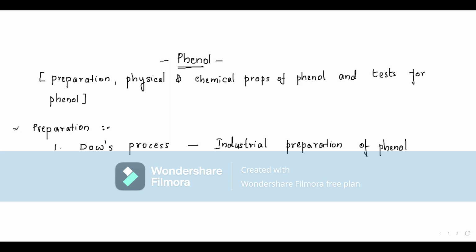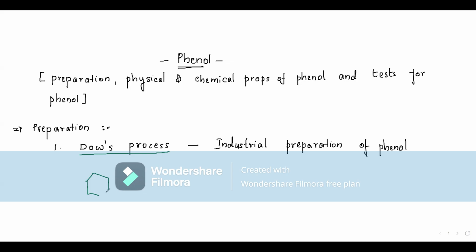So, let's begin with the preparation of phenol. Phenol is industrially prepared by Dow's process. This Dow's process we all have studied in the alkyl aryl halide lesson as well. That is, chlorobenzene is treated with sodium hydroxide solution.